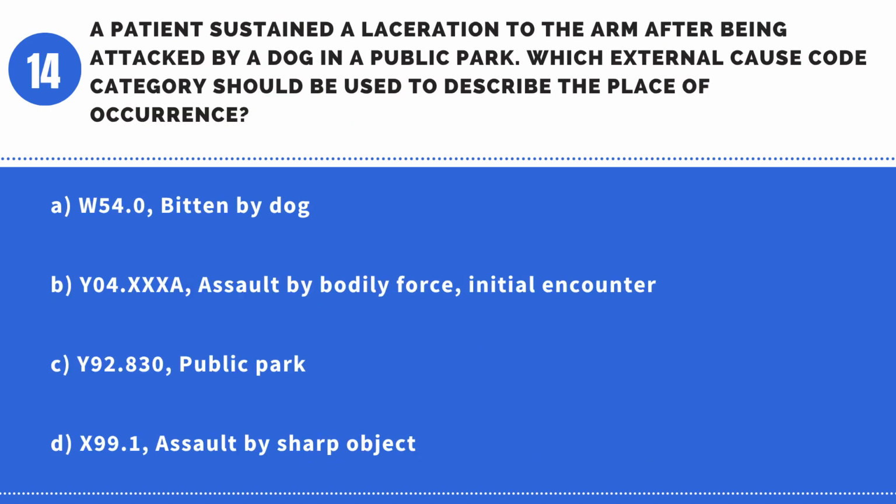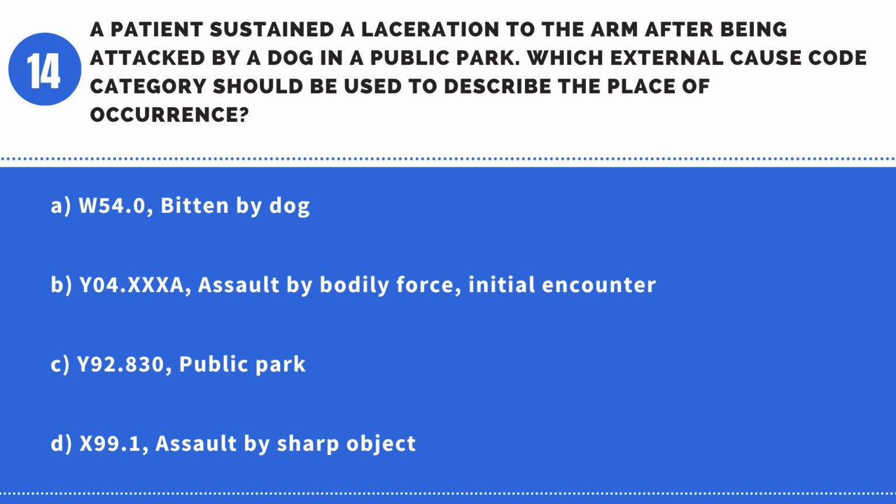Question 14. A patient sustained a laceration to the arm after being attacked by a dog in a public park. Which external cause code category should be used to describe the place of occurrence? A. W54.0 Bitten by dog. B.